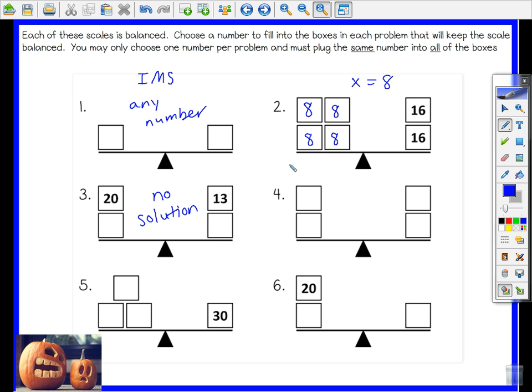For 4, just like number 1, there are infinitely many solutions, or IMS for short, meaning anything you plug in would work. For 5, 10 would have to be the answer. 10 plus 10 plus 10 is 30, so this has one answer of 10. And for number 6, there would be no solution that would work here, since 20 plus some number would never equal just that number.